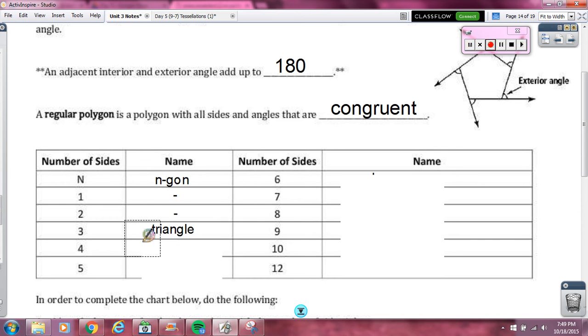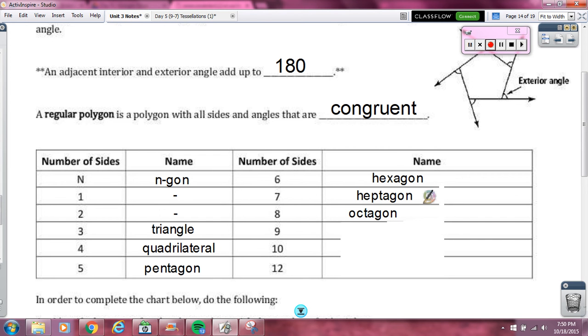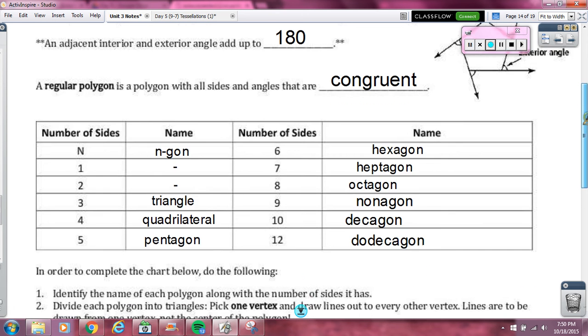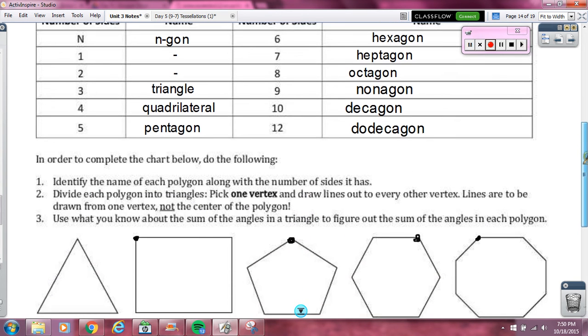Alrighty, cool. So hopefully you've got all these blanks filled in. First of all, we call something that has n sides an n-gon. Kind of weird. 4 sides would be a quadrilateral, 5 sides is a pentagon, 6 sides a hexagon, 7 sides a heptagon, 8 sides octagon, 9 sides nonagon, 10 sides decagon, and finally 12 sides a dodecagon. How'd you do? 100%? Yay!